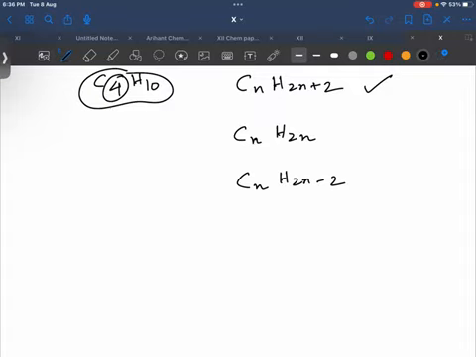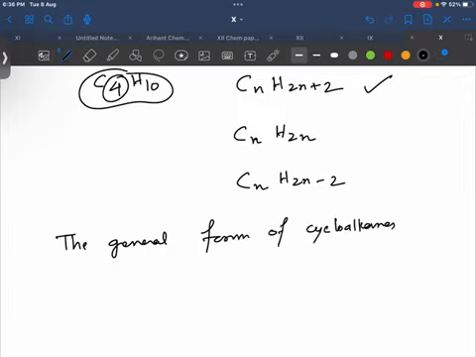Write down the general formula of cycloalkanes. I'm talking about cycloalkanes: it is CnH2n, which is similar to alkenes. That does not mean that alkenes and cycloalkanes are the same. They have the same general formula, that's all.